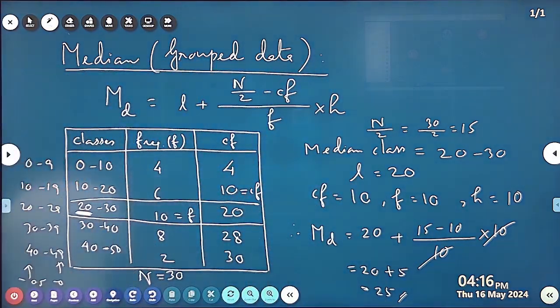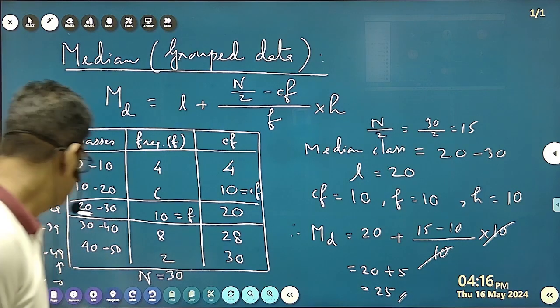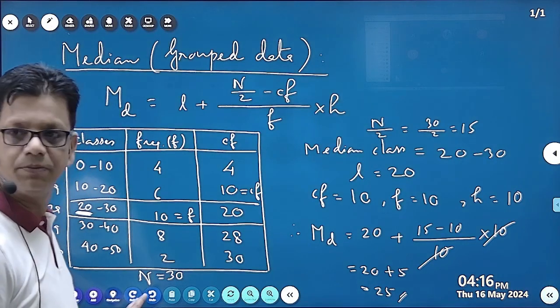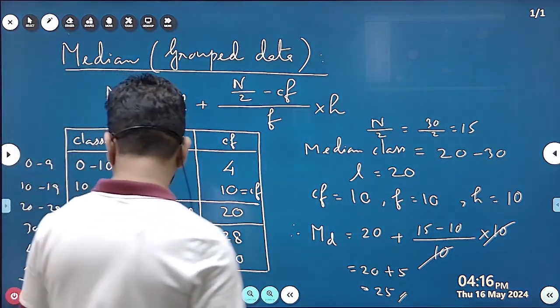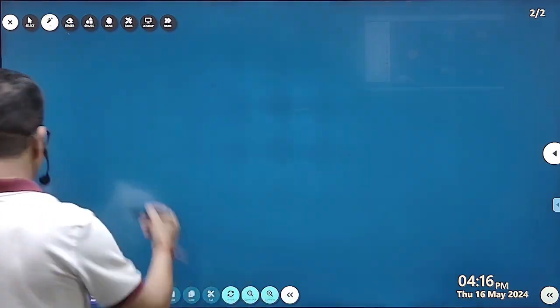Done. So that was the mean, median, mode. I'm going to start arithmetic mean, geometric mean, and harmonic mean. So you'll go through the module that you have. I hope you will understand. You done? Alright, so let's go to the next phase. This is arithmetic mean.